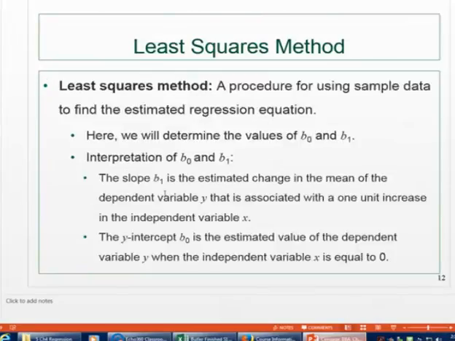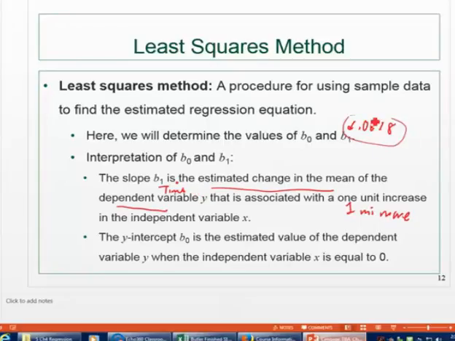So we just discussed it. The slope is the estimated change in the mean of the dependent variable. So this was 0.0678. The dependent variable was the time, and so this is 1 mile more. So 1 mile more led to 0.0678 hours, and that gave us about 4 minutes. So it tells us that for 1 more mile, it'll take you 4 more minutes.